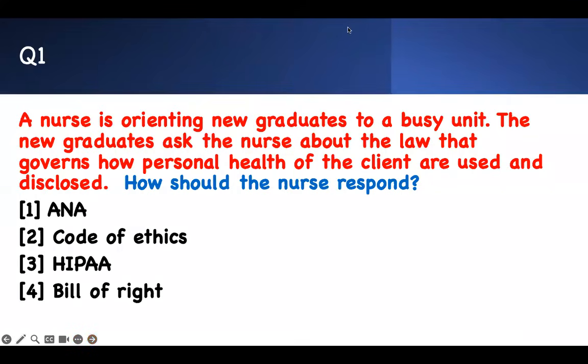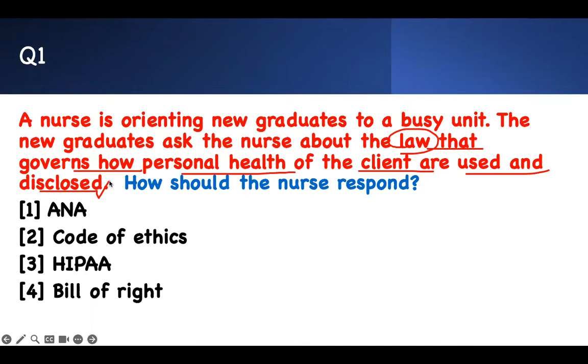First question, a straightforward question to warm you up. How should the nurse respond? A nurse is orienting a new graduate to a busy unit. The new graduate asks the nurse about the law, and this is key, the law that governs how personal health information of the client is used and disclosed. Your health, things about you, how it's used and disclosed.